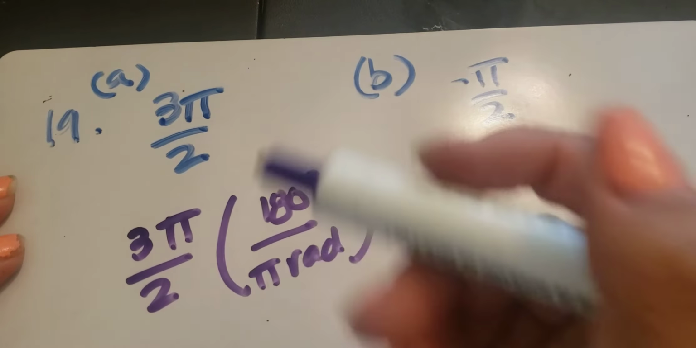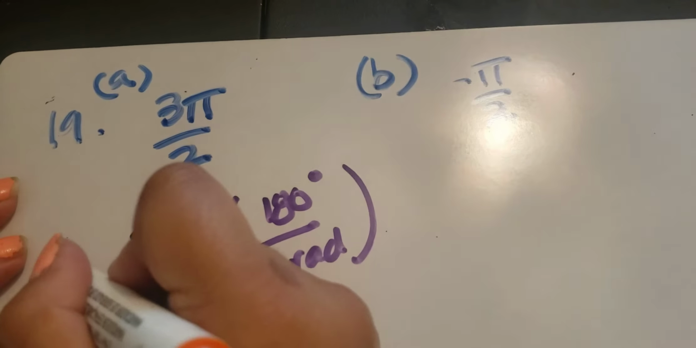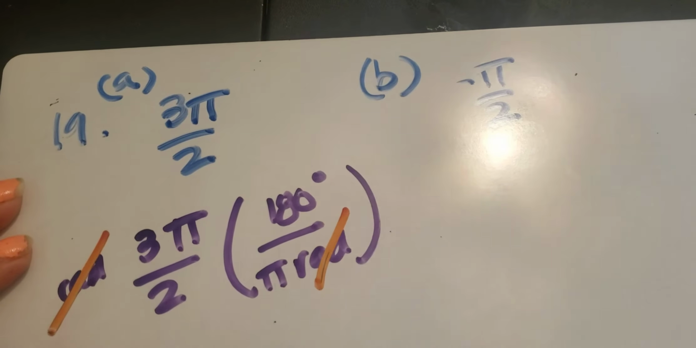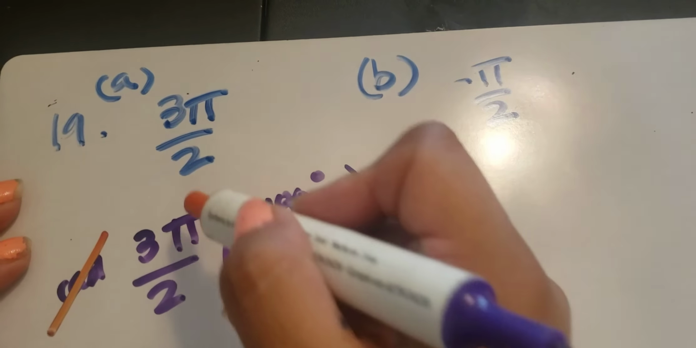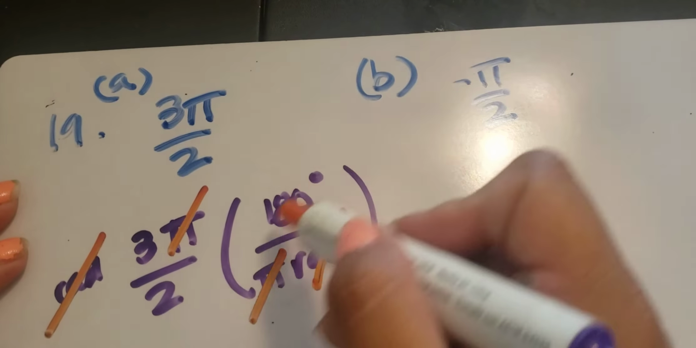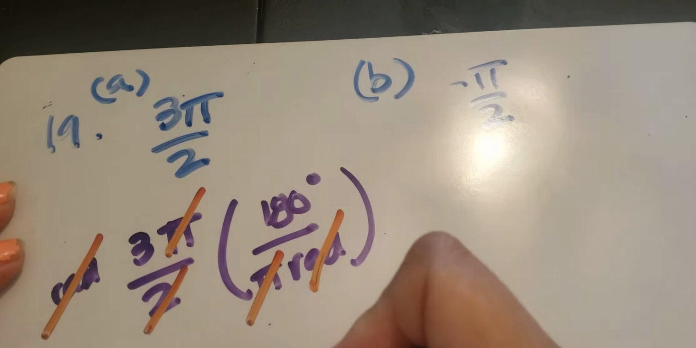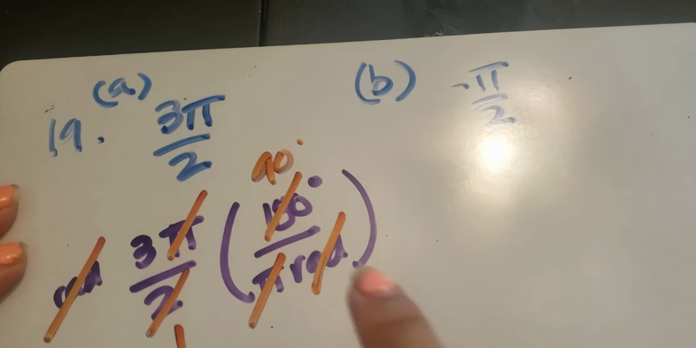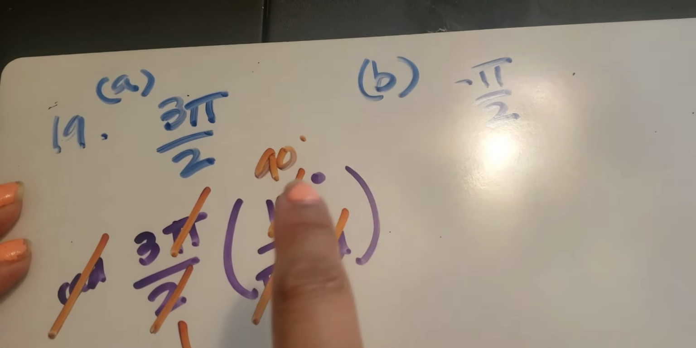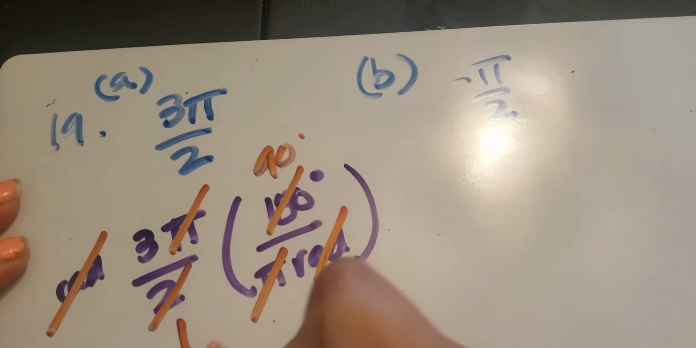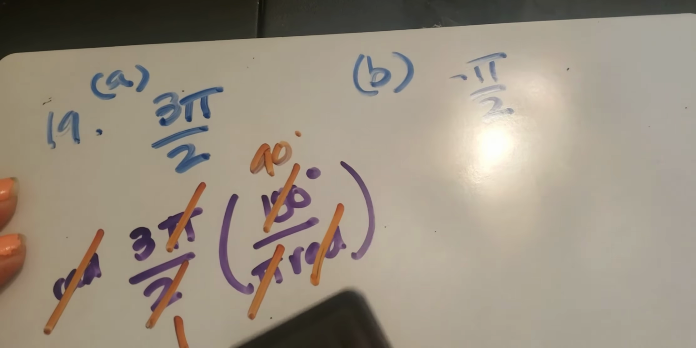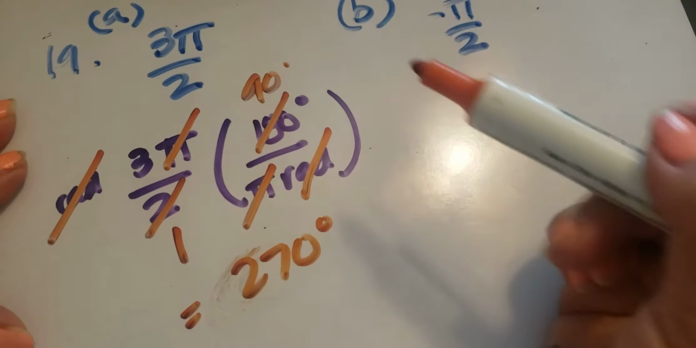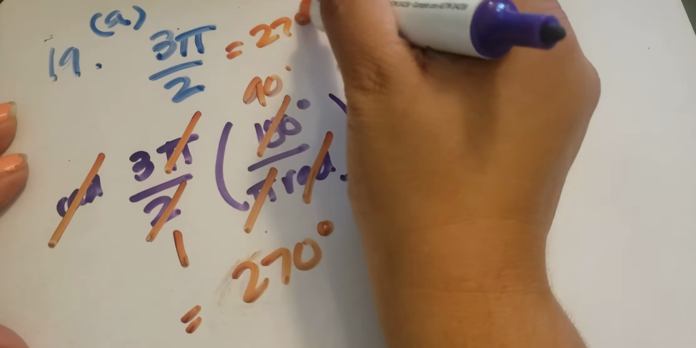This is in radians, so even though it's not stated, it's there. So the radians unit of measure will cancel out, and then the pi's cancel. And then for 2 and 180, the greatest common factor is 2, so this would be 1, and this would be 90, but it is still in degrees. So 90 times 3 is 270. So believe it or not, 3 pi over 2 is the same as 270 degrees.